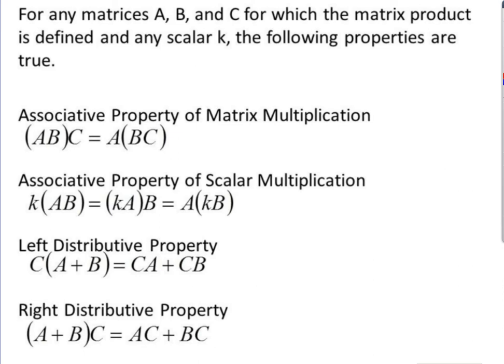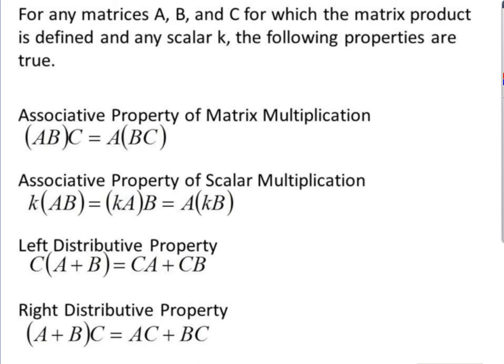The associative property of scalar multiplication: you can do k times A times B, so you can multiply matrix A and B together first and then multiply by the scalar. Or you can multiply the scalar by A and then multiply by matrix B. Or you can do your scalar times matrix B and then multiply by matrix A.